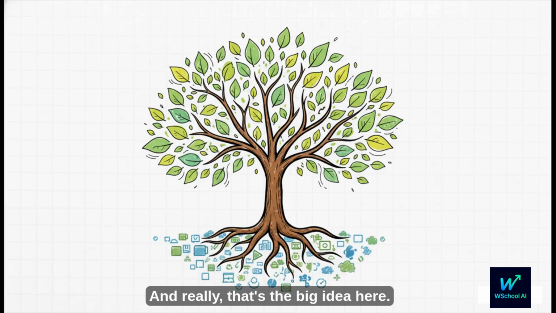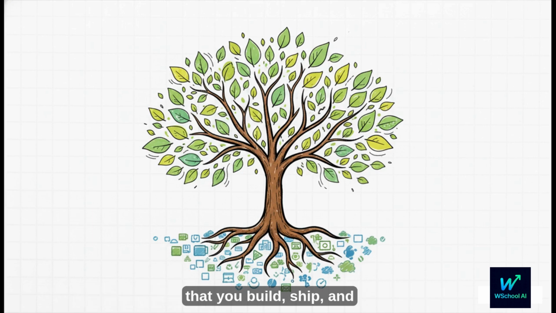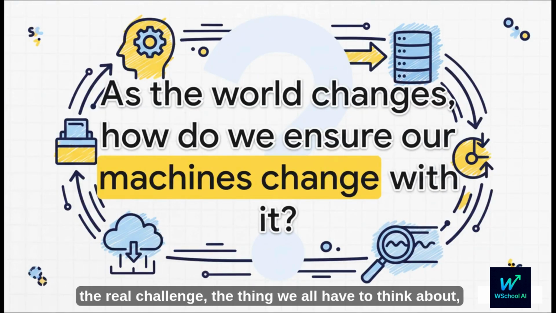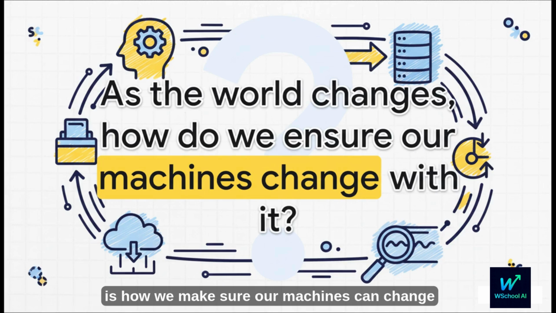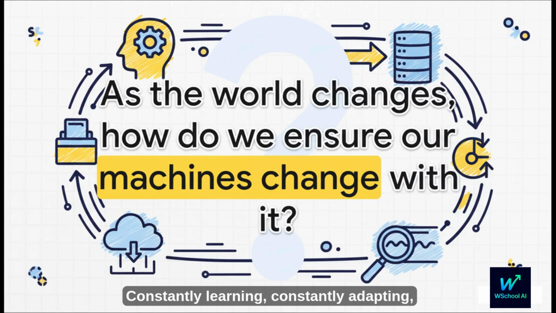And really, that's the big idea here. A machine learning model isn't like a piece of software that you build, ship, and then call finished. It's more like a living system. It's a snapshot of the world at the exact moment it was trained. And as that world keeps changing, the real challenge, the thing we all have to think about, is how we make sure our machines can change right along with it. Constantly learning, constantly adapting, and constantly evolving.